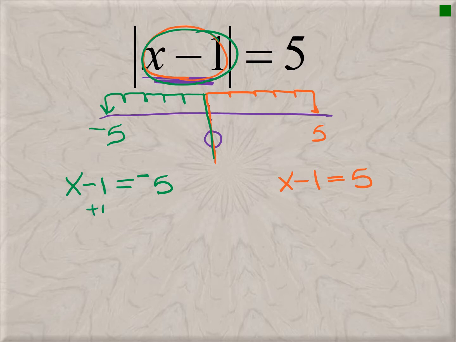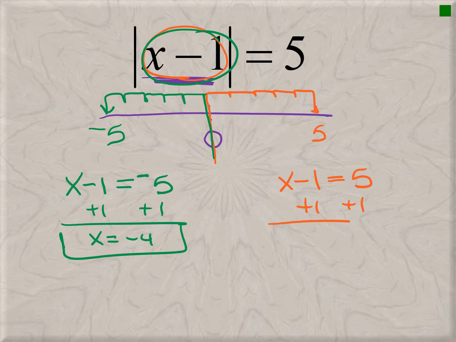So how do we solve this and find out what x is? We add 1. So x is equal to -4 in this case. Over here, we add 1. So x is equal to 6.